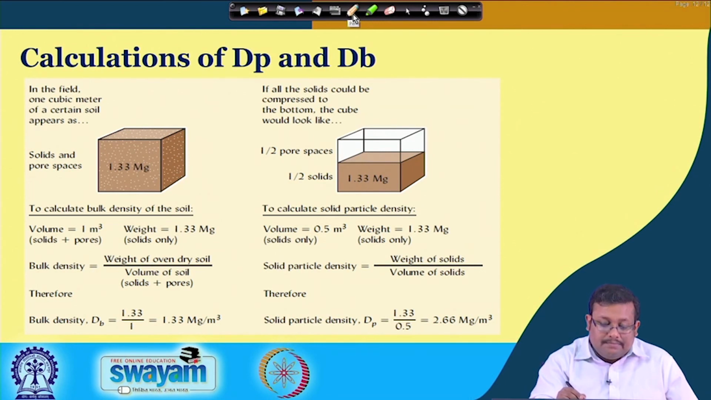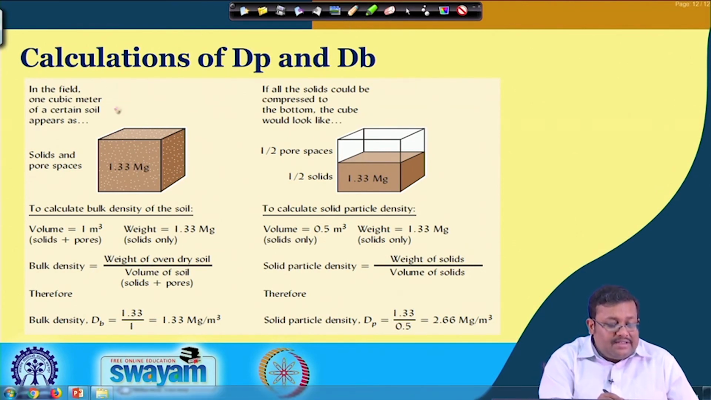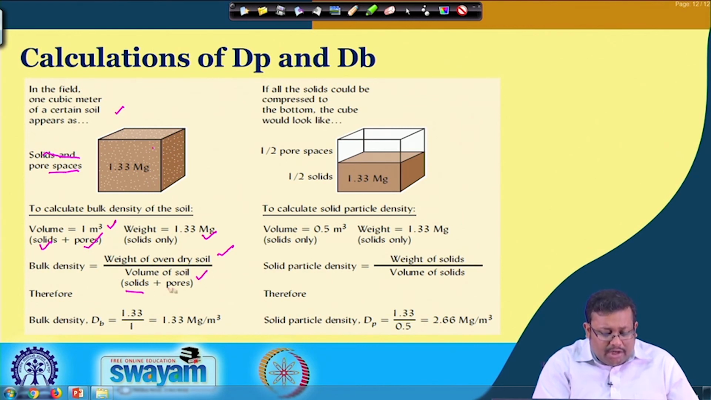Here also you can see in the field 1 cubic meter of a certain soil appears as 1.33 megagram of solids and pore space. To calculate the bulk density of the soil, the volume is 1 cubic meter, which contains both solids and pores. The weight is 1.33 megagrams. Bulk density is the weight of oven dry soil divided by the volume of soil, which contains solids plus pores. Therefore, bulk density is 1.33 divided by 1, that is 1.33 megagram per cubic meter.